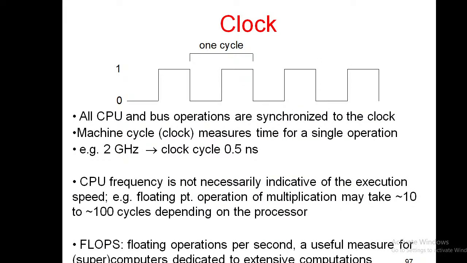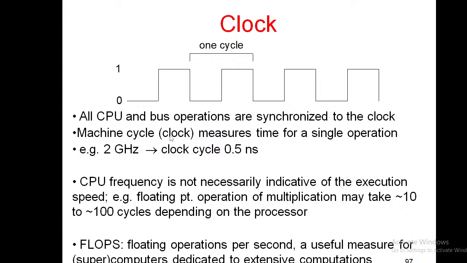Now, as you know from digital electronic circuits, you have used the clock signal. The clock signal is nothing but a square signal which is used for completing one cycle. It consists of 1 0 1 0 changes. All CPU and bus operations are synchronized with the clock.